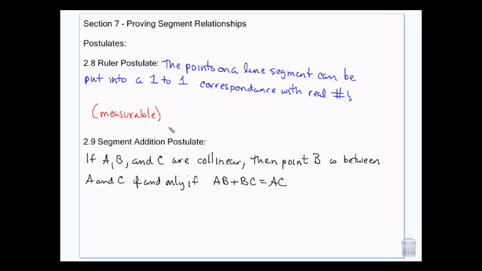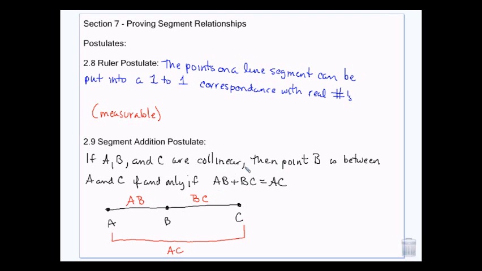And then the segment addition postulate says that if A, B, and C are collinear, point B is between A and C if and only if AB plus BC equals AC. And that's just basically telling me that if I have 3 points, A, B, and C, this part is AB, this part is BC, and the whole thing together is AC, so AB plus BC equals AC, which we kind of already knew.